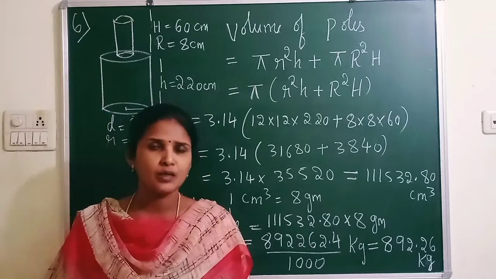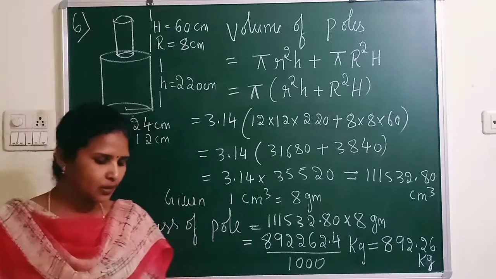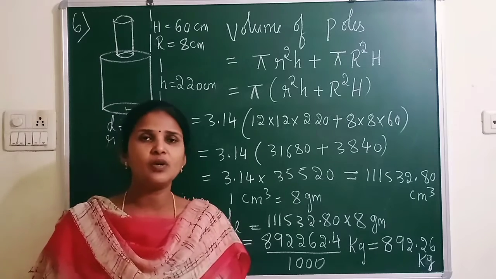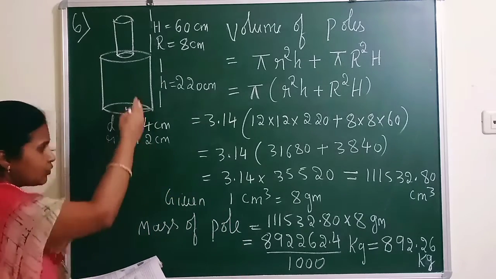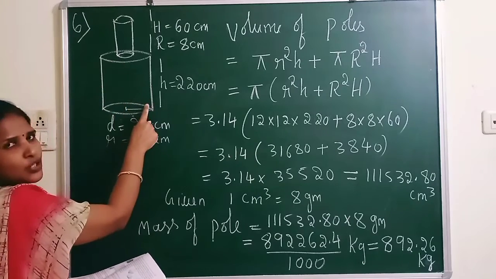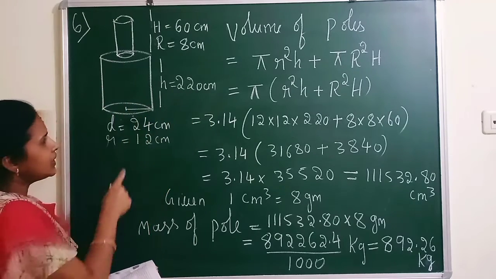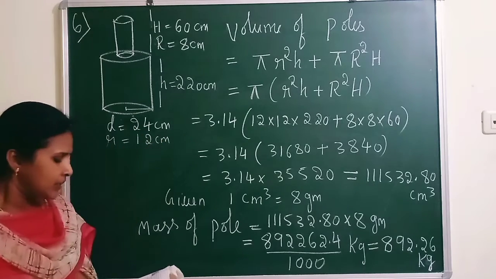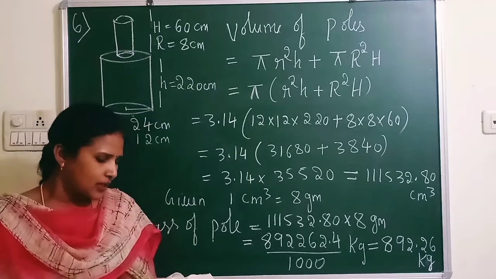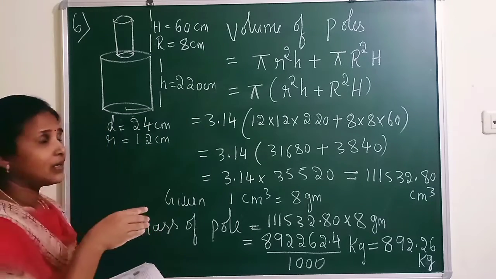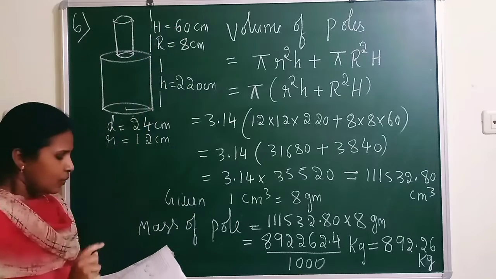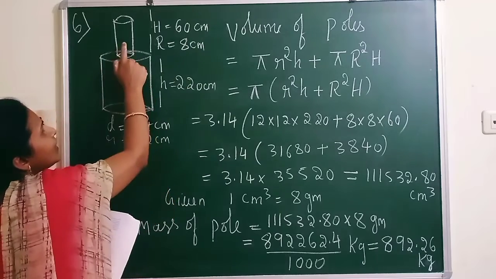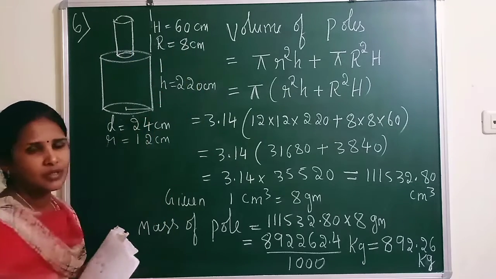Given a solid iron pole consists of a cylinder of height 220 centimeter and base diameter is 24 centimeter. So here you have an iron pole which is cylindrical in shape, whose height is 220 centimeter and diameter is 24 centimeter. So what will be the radius? 12 centimeter. And next what is given, which is surmounted by another cylinder. So upon this there is one more cylinder whose height is given 60 centimeter and radius of this cylinder is given 8 centimeter.